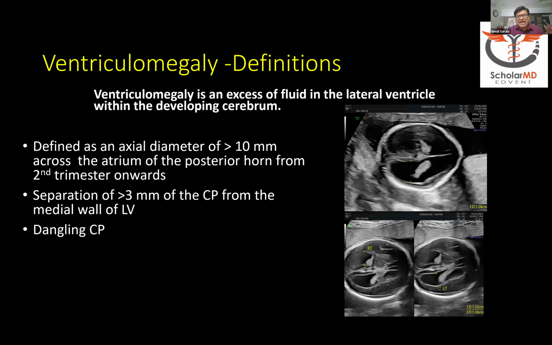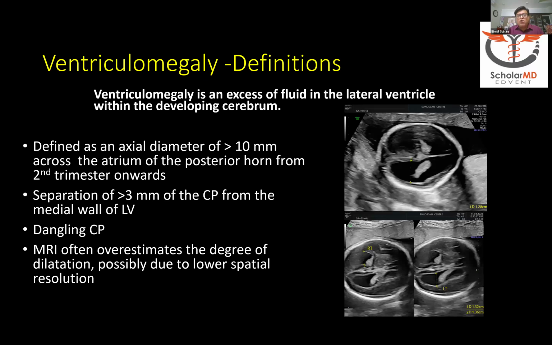Or if you see a dangling choroid plexus. Now, see, that is something that you will obviously see when you have an atrial width more than 10 millimeter. But for all practical purposes, the definition is an atrial width of 10 or more in the axial plane.